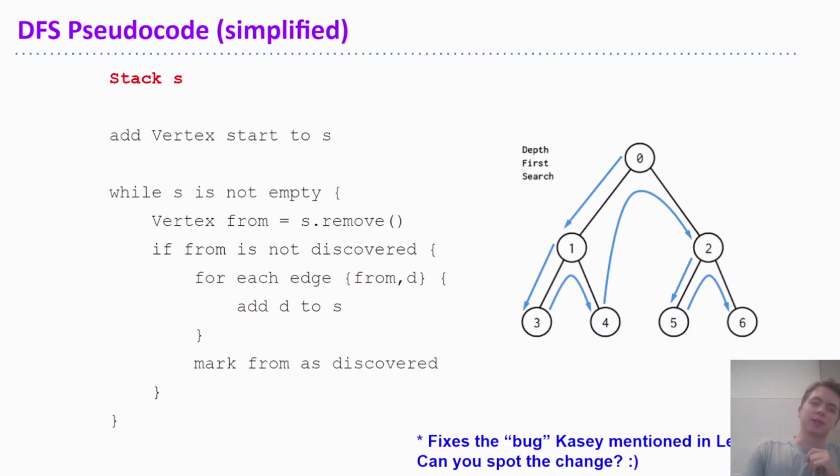And the way we accomplish this is by using a stack, right? With BFS, we use the queue. So we would discover a node, add it to our queue, and then we would explore the next node that we discovered.